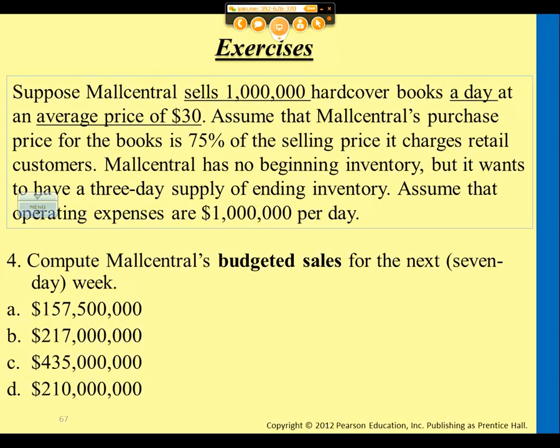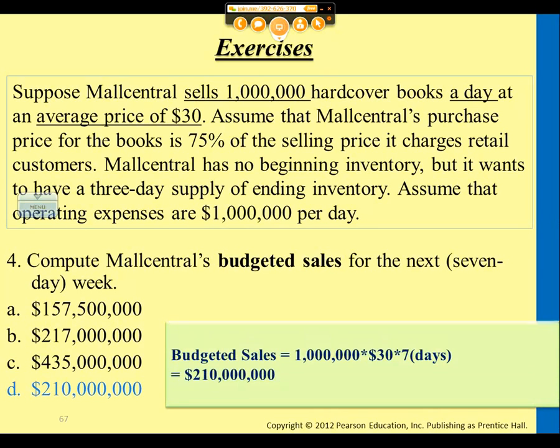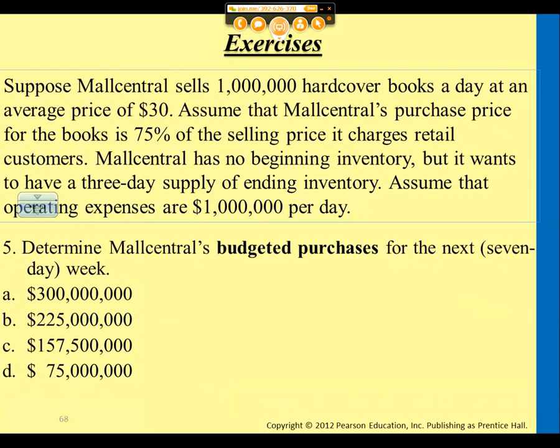So 210 is the correct answer, right? What we did, we took 1 million multiplied by $30 and then by 7 because it's 7 days, right? So that's your budgeted sales. So second one. What are our budgeted purchases for the next week, for the next 7 days? How would we calculate this? So what are our purchases? How do we calculate the purchases?